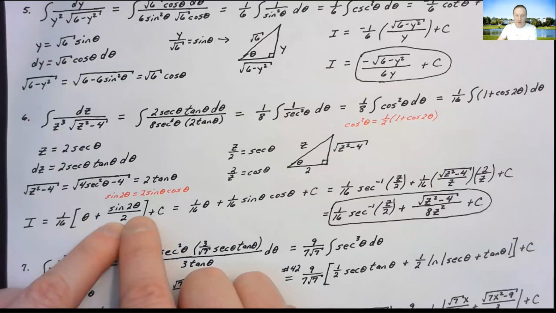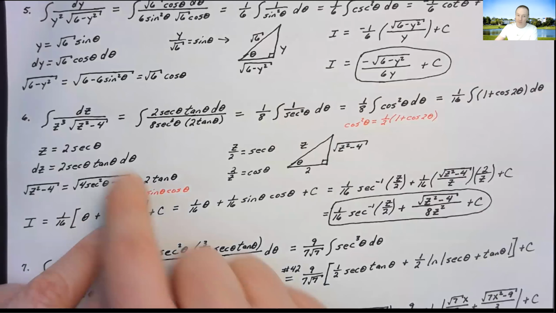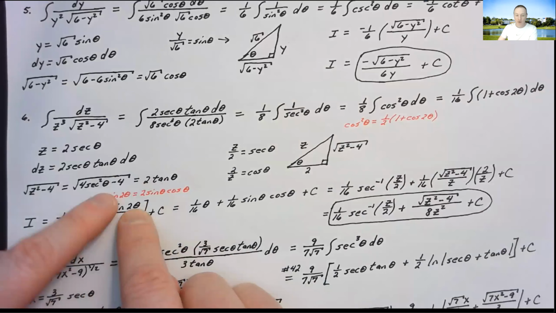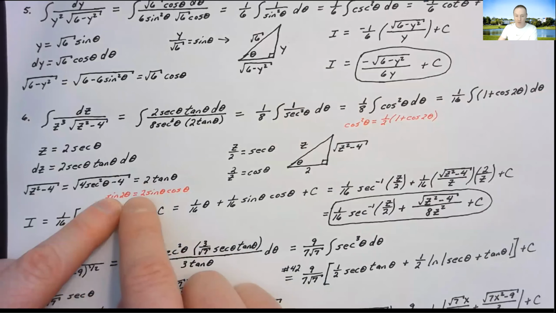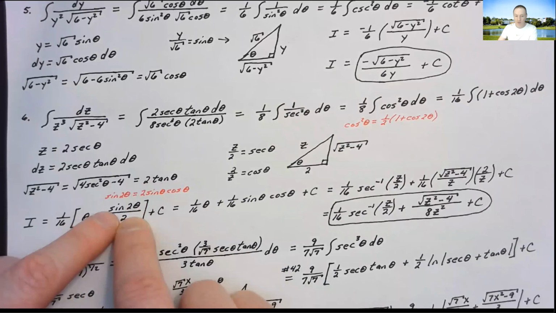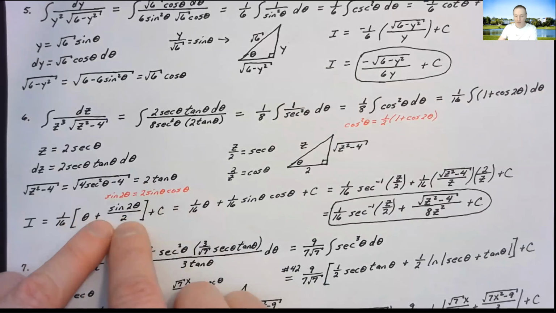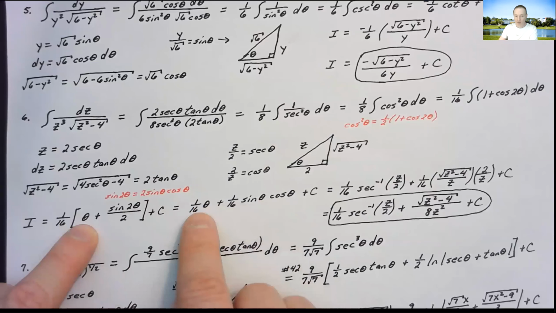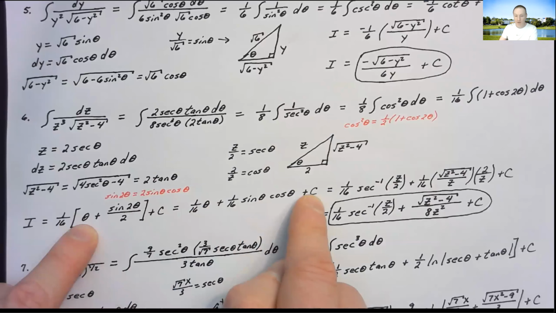And then I can say, all right, yet again, in order to get this back in terms of z, I can't have that 2 theta there. So I use the double angle theorem. It says the sine of 2 theta is equal to 2 sine theta cosine theta. This 2 and this 2 cancel, and this is just going to become theta plus sine theta cosine theta on the inside. Both of those get multiplied by 1/16. So that's where this came from, of course, plus the constant of integration.